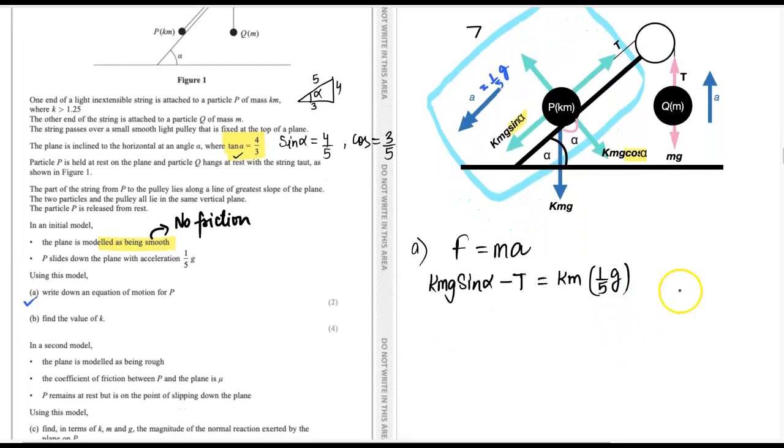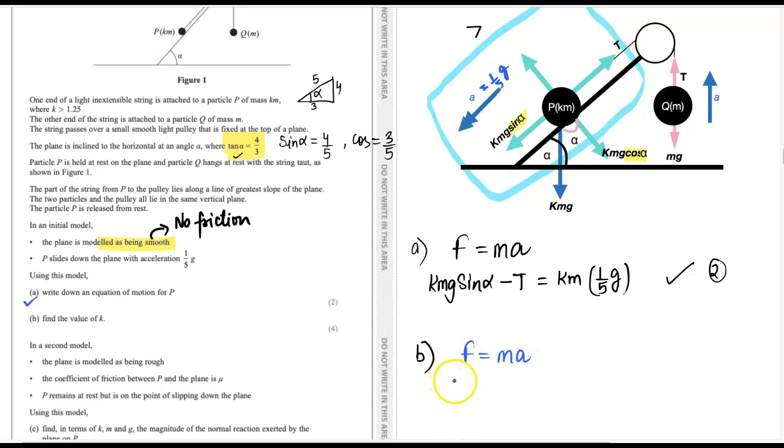Okay, this is what is going to be giving us 2 marks. Very well done. Now for B part, let's do B part. For B part, it is asking us to find the value of k. To find the value of k, we can't really find it without using Q. So let's write down the equation for Q using F equals ma again.